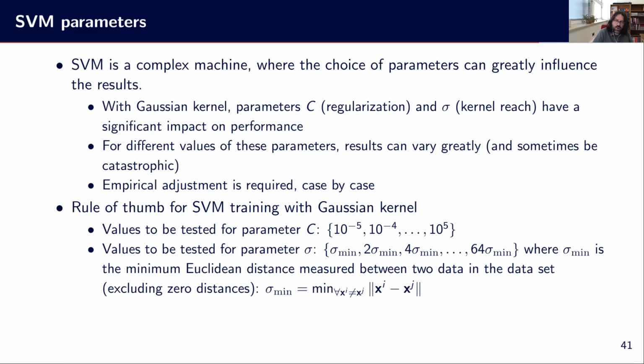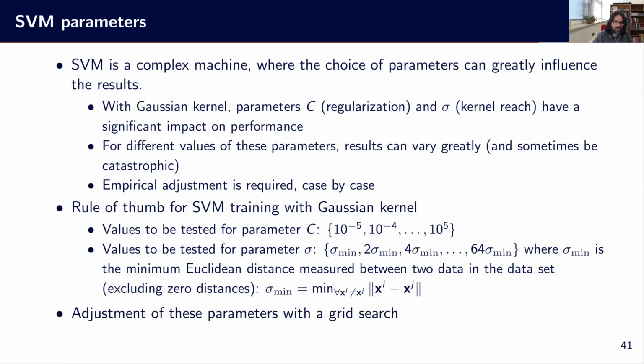As for the sigma, we need to test it with different values. One possibility is to look at the minimum distance between all the different pairs of data in the training set. We use this as a starting point and say, okay, let's start with the minimum distance, then 2 times, 4 times, 8 times, and so on, growing until we cover different scales, but more at the power of 2. So these are the different values we want to test.